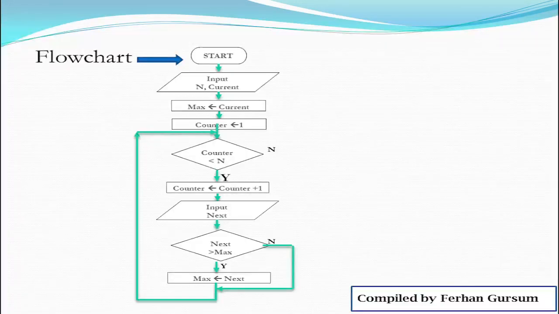When counter becomes greater than n, the answer is no, and the flow of the program goes in this direction and directly prints max. You can also use this as the input and output symbol. This and that one are also the same. After that we have to stop. This is how we draw a flowchart for that question.